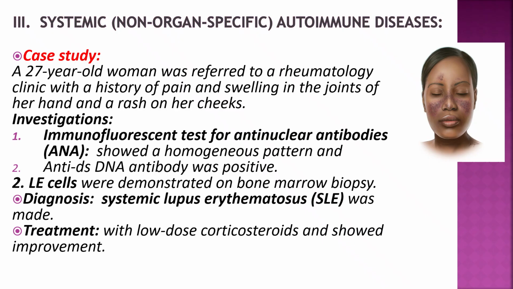Investigations: immunofluorescent test for anti-nuclear antibodies, that is ANA, showed homogeneous pattern; anti-dsDNA antibody positive. LE cells were demonstrated on bone marrow biopsy. Diagnosis: systemic lupus erythematosus (SLE), and treatment with low dose corticosteroid showed improvement.